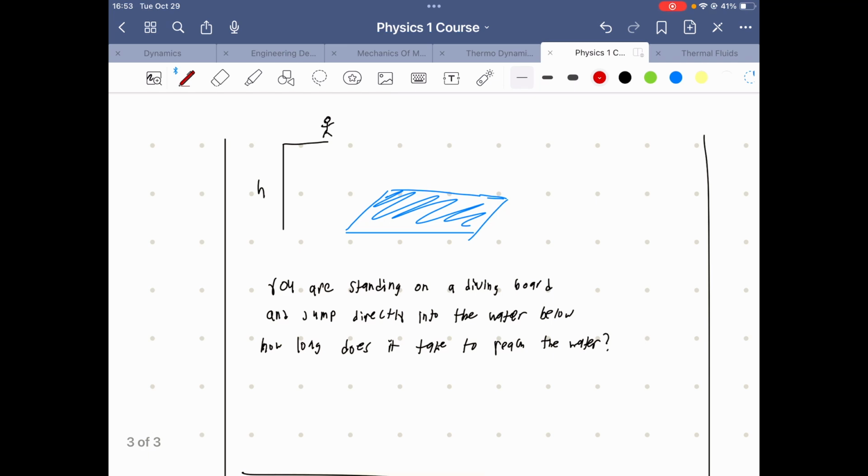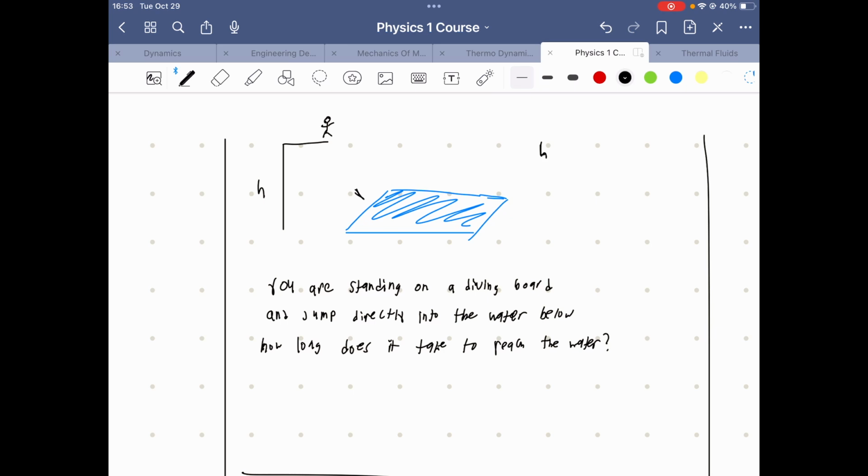Let's try something now in the y direction. So we have this diver here, and he's standing over a pool. That's our pool. And he wants to jump directly into the water below. How long does it take to reach the water? So how long is he going to be in free fall for? And the only thing we're given is some variable h.